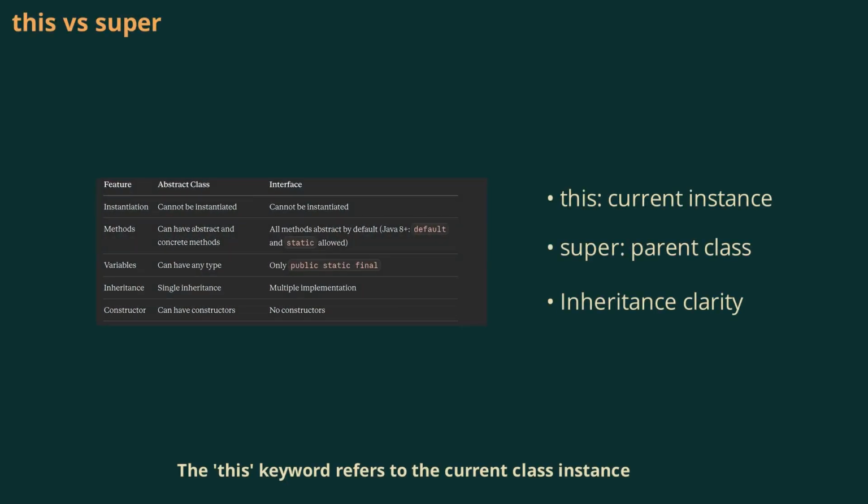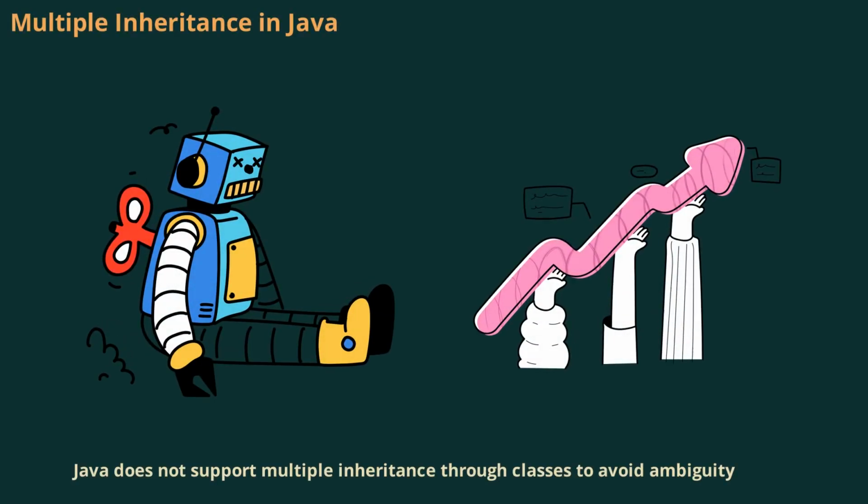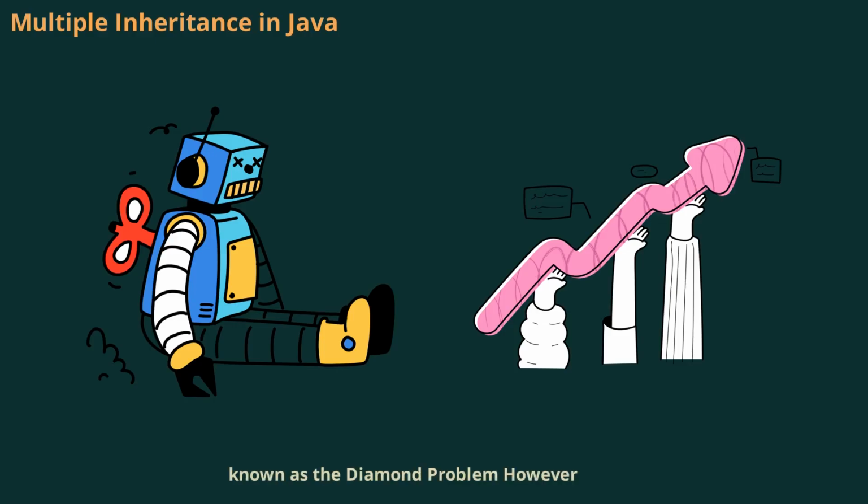The this keyword refers to the current class instance, allowing access to the object's fields and methods. The super keyword refers to the parent class, enabling access to parent class fields and methods. This distinction is especially important when dealing with inheritance and method overriding, as it clarifies which class's members are being accessed.